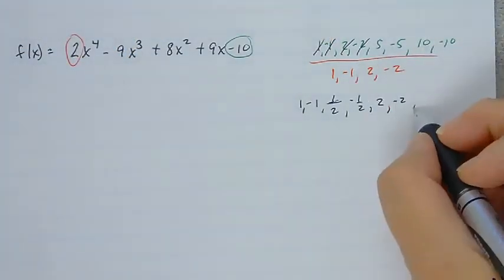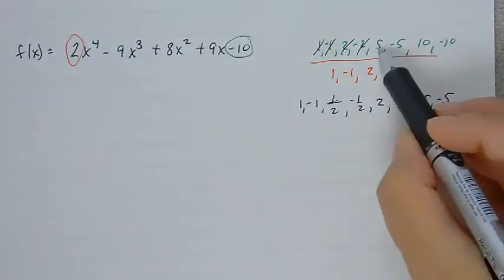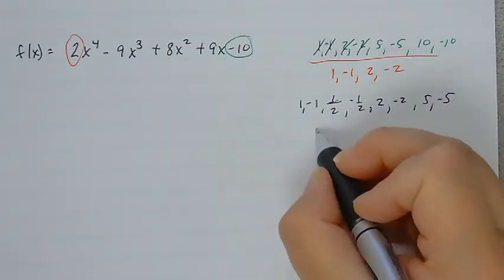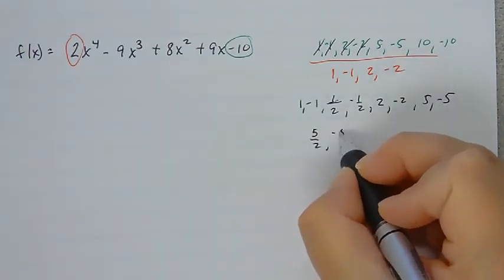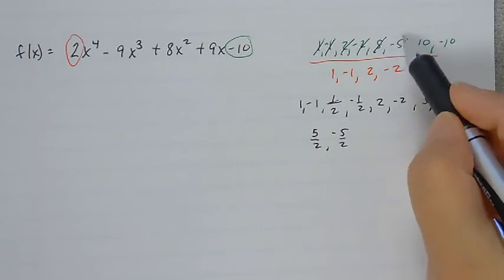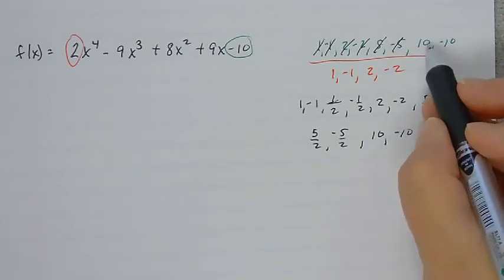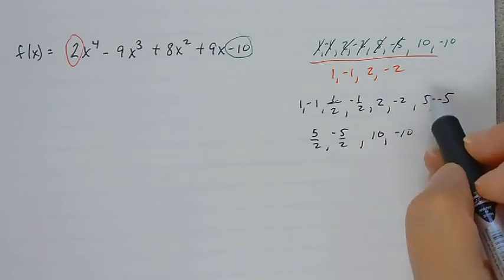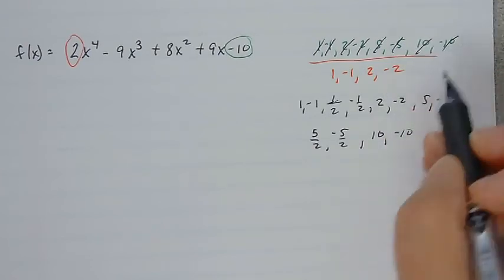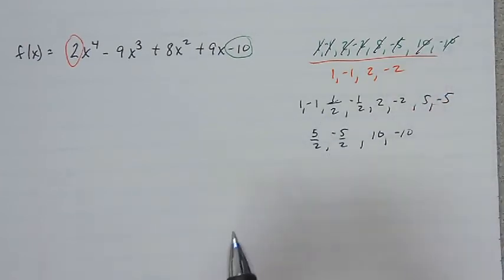5 will give me 5 and negative 5. But 5 divided by 2 will give me 5 halves and negative 5 halves. And 10 will give me 10 and negative 10. And then 10 divided by 2 will give me 5 and negative 5, which I already have. So this is my possible list of factors.